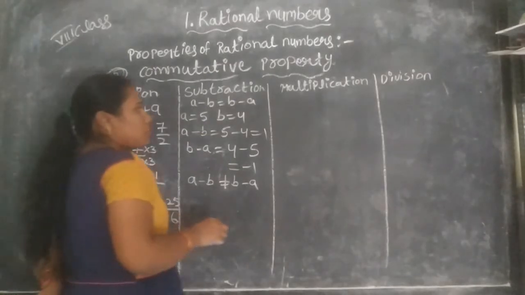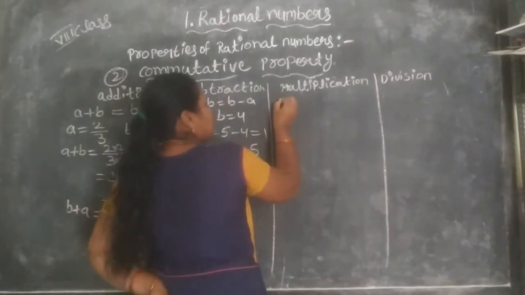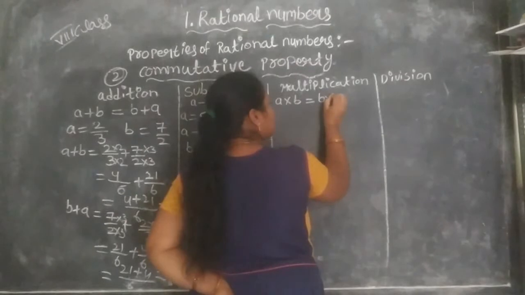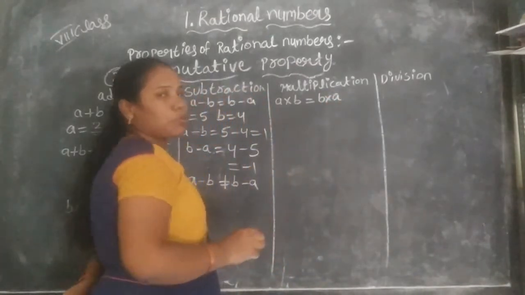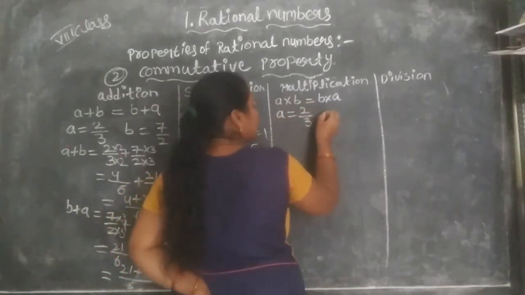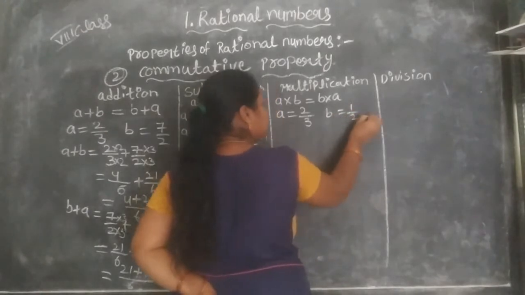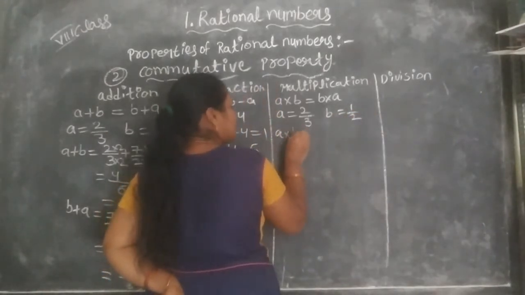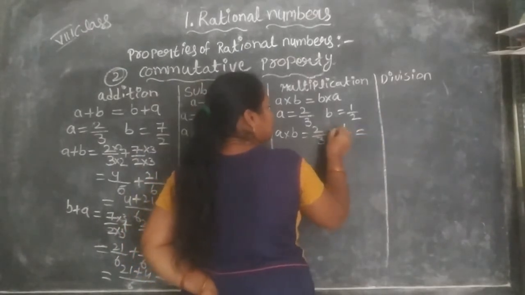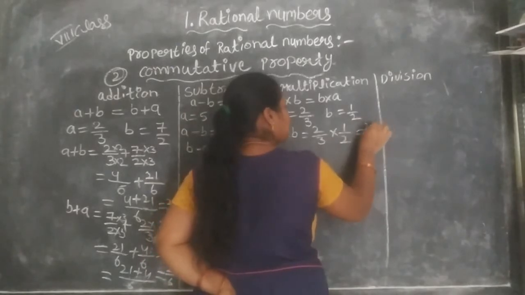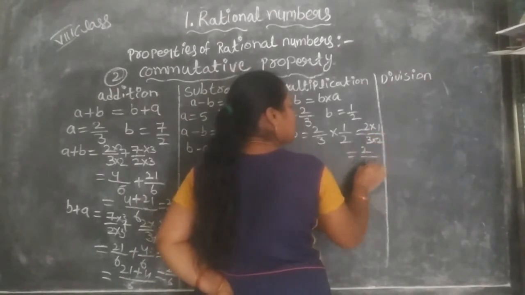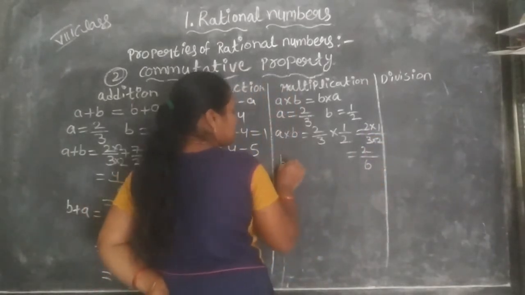Understood? So move on to multiplication now. The formula is A into B equal to B into A. I am taking A as 2 by 3 and B as 1 by 2. So A into B is 2 by 3 into 1 by 2. What is the answer? 2 into 1 over 3 into 2: 2 ones are 2, 3 twos are 6. Yes.